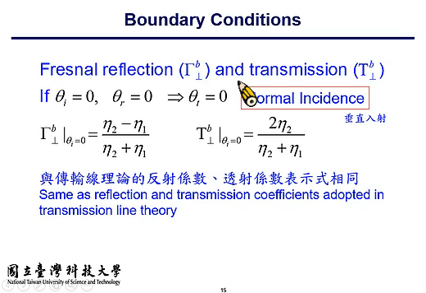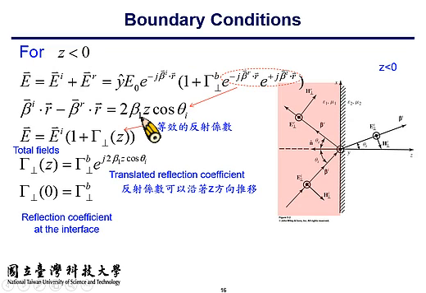If you set the incident angle to 0 degrees, that is coming from the normal direction, the representation for transmission and reflection coefficient becomes rather simplified. It comprises only the material property eta1 and eta2, and the formation is consistent with what you learn from transmission line theory. And here is something I mentioned earlier as the translated reflection coefficient.